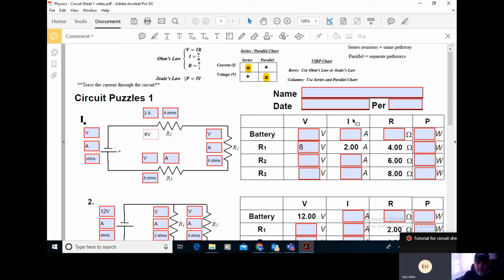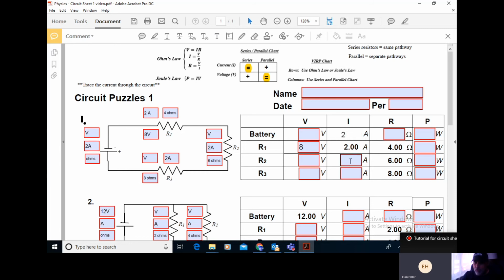But now I don't have any other Ohm's law calculations I can do, so I need to go to my series parallel chart and use my qualitative concepts. Well, what do I know? I know that this is a series circuit, and I know series circuits have the same current and summed voltage. Well, let's start with current. Since I know the current is 2 amps across this, and they're in series together, that means the current across R2 is 2 amps, the current across R3 is 2 amps, and the total current coming from the battery was also 2 amps.